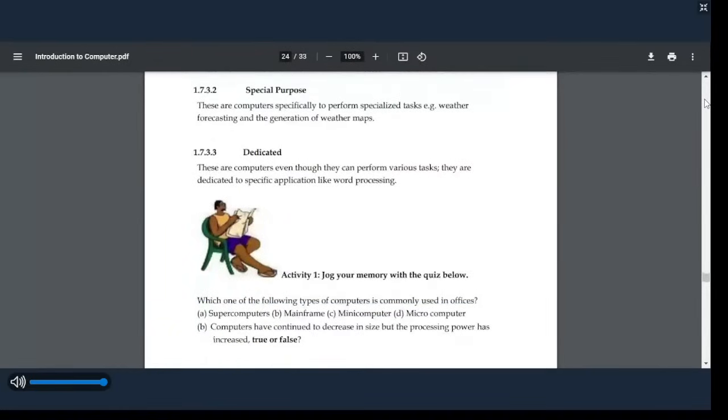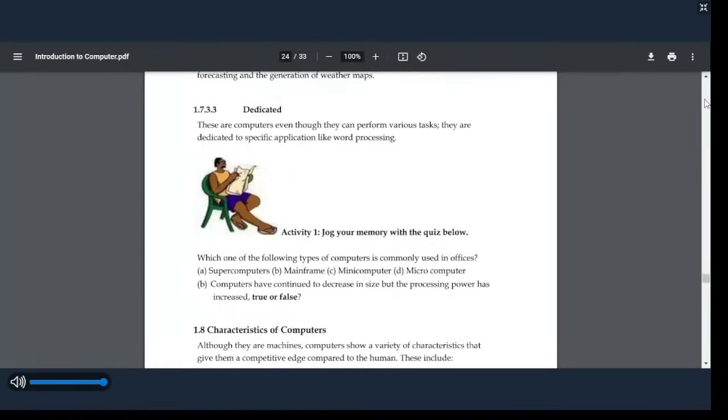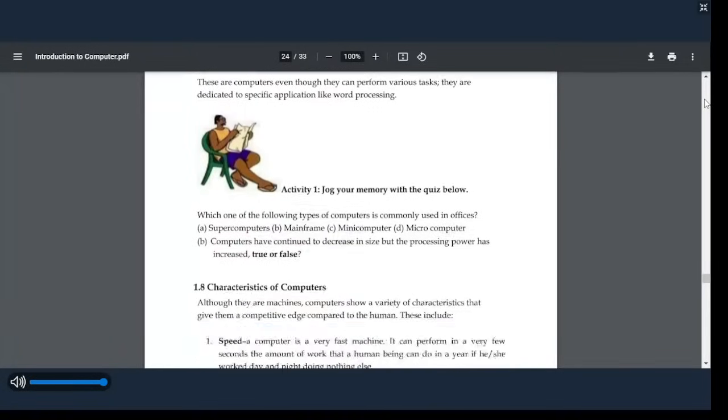So here, for example, we have a question. Which one of the following types of computer is commonly used in offices? I think the most common types of computers used in offices are microcomputers. Then the other question is, computers have continued to decrease in size, but their processing power has increased. Yes, that is true, because right now you have a smaller smartphone, which is a smart computer. It is smaller, and it has increased in processing power. So that is a true statement.